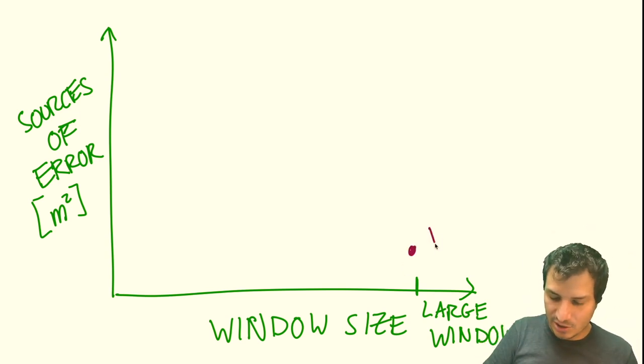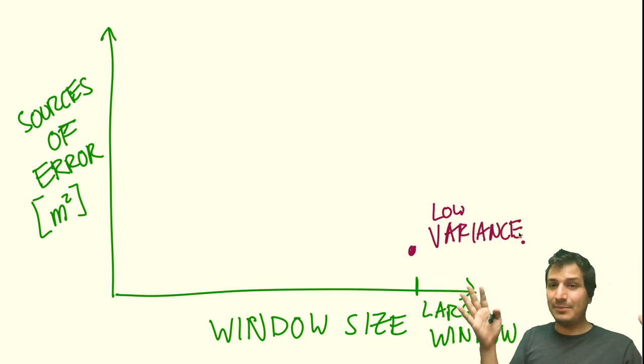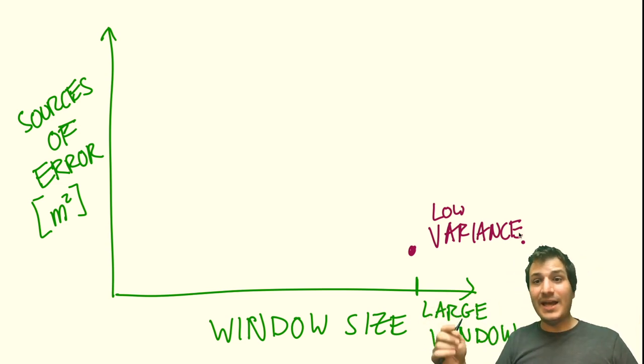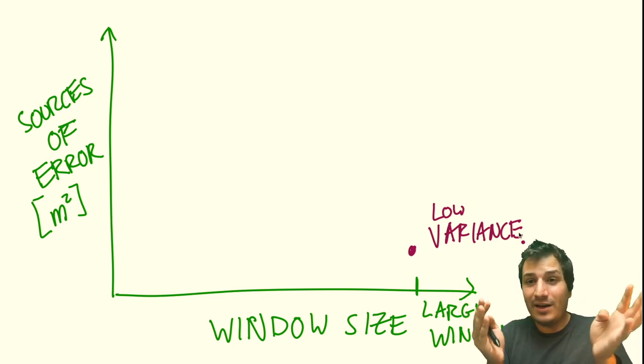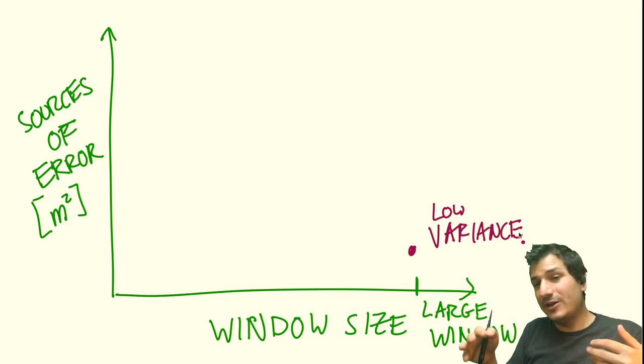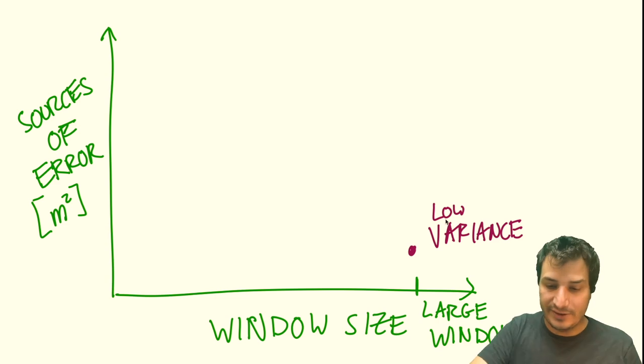And we said the large window, it has low variance. So the variance is low. Low variance. And that was because we had, in a large window, you have many cannonball shots and you're averaging over all of them. And so, when you average over like 20 different cannonball shots, the wind on any particular day doesn't matter as much. It's getting averaged out. That's why we have low variance.